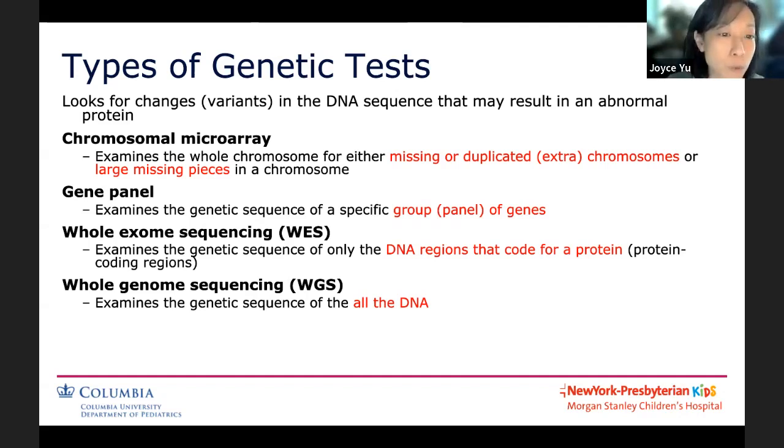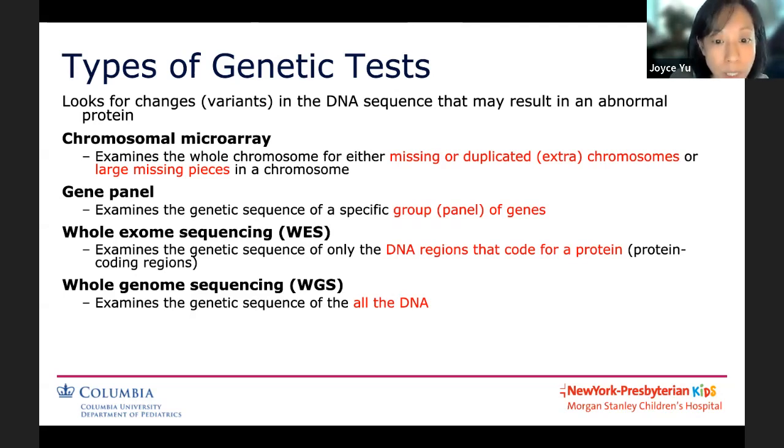So the four major types of genetic tests that we look at are chromosomal microarrays, which are looking for big chunks of missing pieces of our DNA. Obviously, that would not be so good. We look at gene panels, so it's looking at a specific panel of genes that we think might be involved in causing the symptoms that you're having.